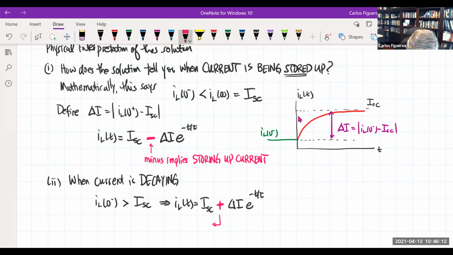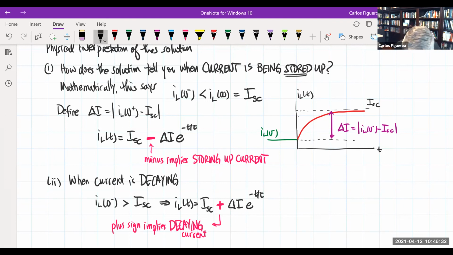And that plus sign tells me what? The plus sign implies decaying current, right? It's a decaying current.